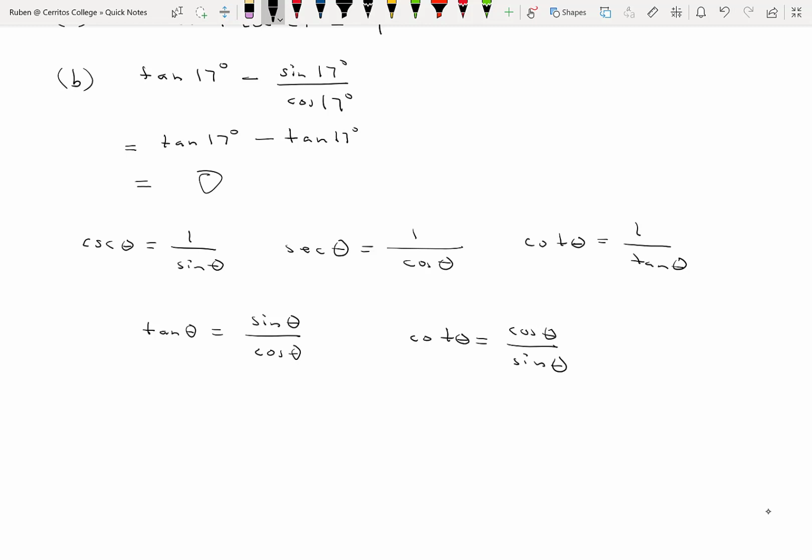And we have three Pythagorean identities. So what I'm doing right now is basically just giving you a kind of a summary. So we have sine squared theta plus cosine squared theta. Remember that sine squared means sine times sine. Cosine squared theta means cosine theta times cosine theta. We have tangent squared theta plus 1 equals secant squared theta. And we have cotangent squared theta plus 1 equals cosecant squared theta.